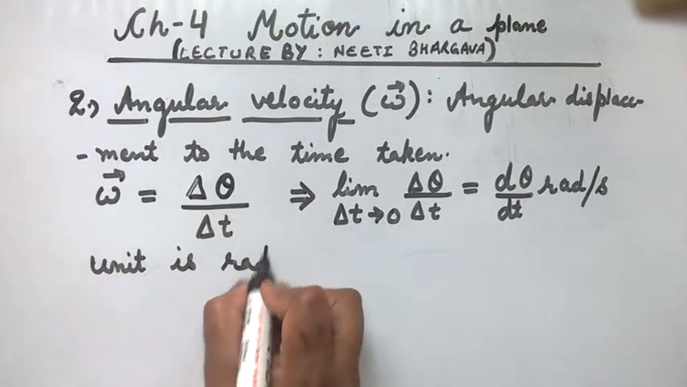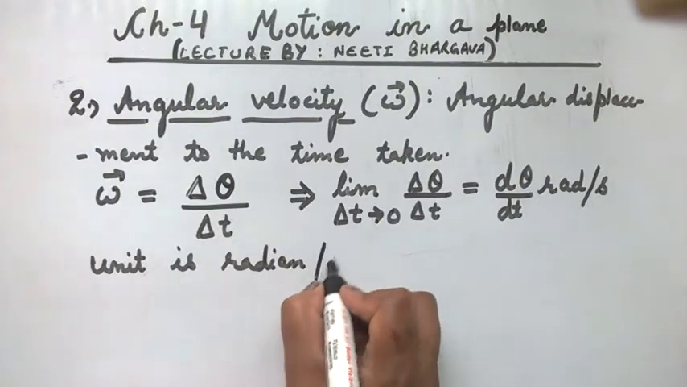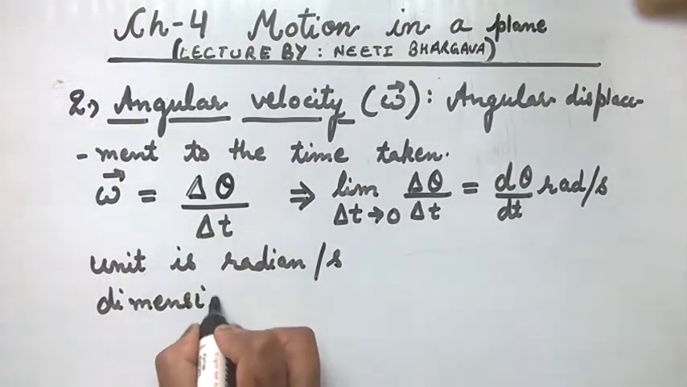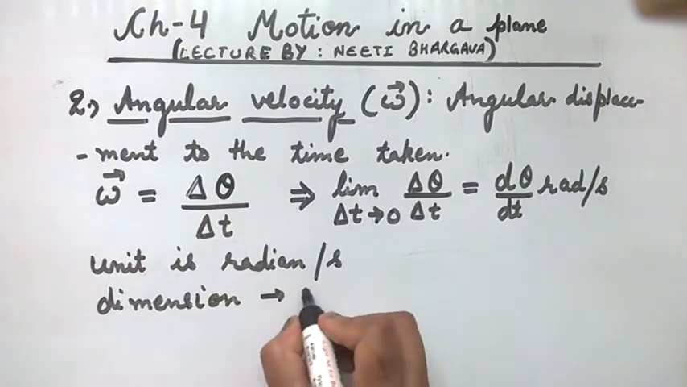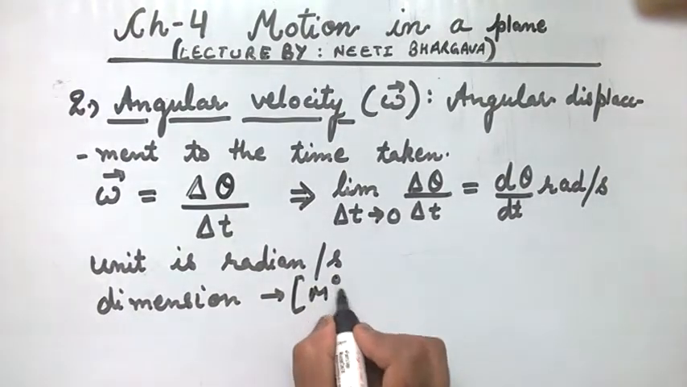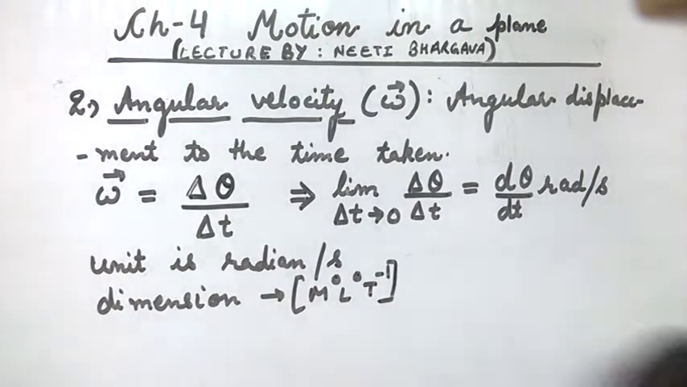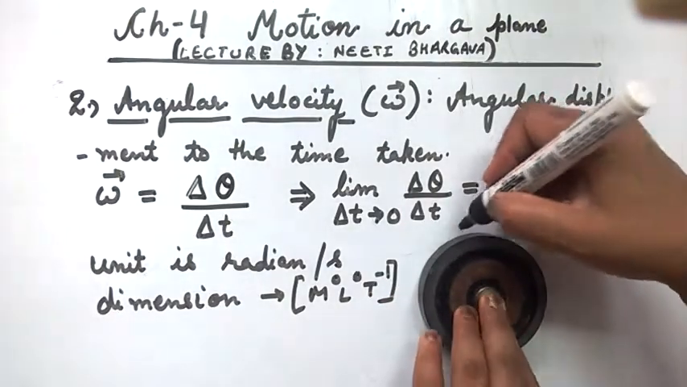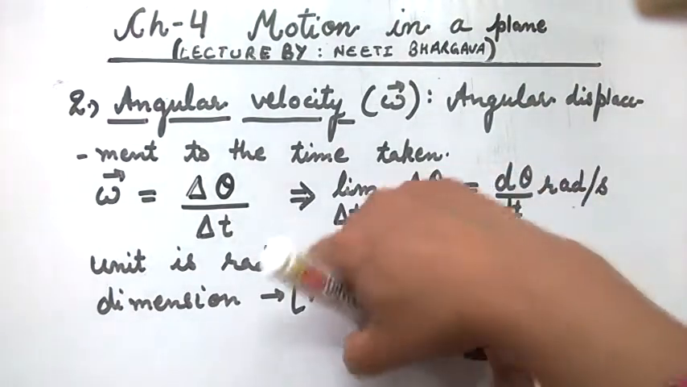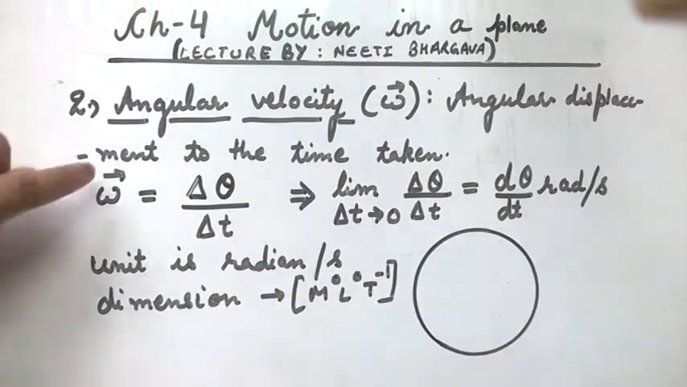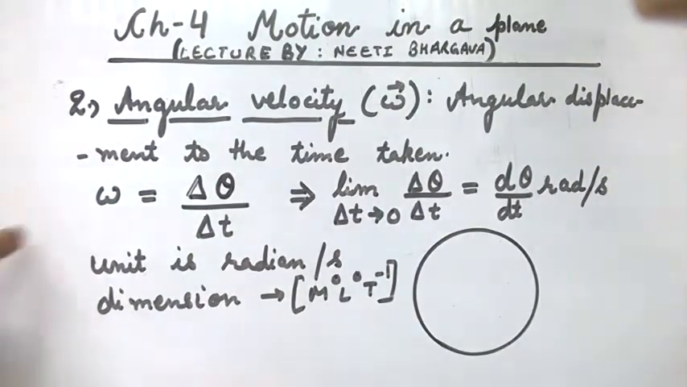Dimension: M^0 L^0 T^-1. And we can find its direction by the right hand thumb rule. Its magnitude gives angular speed, that is del theta by del t.